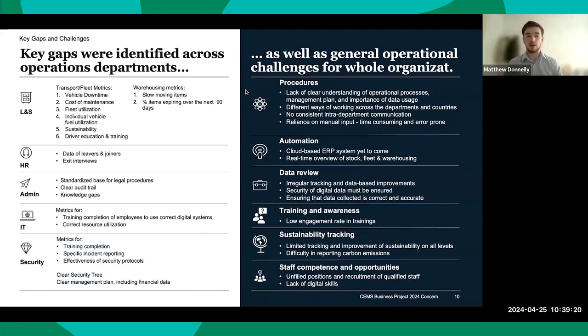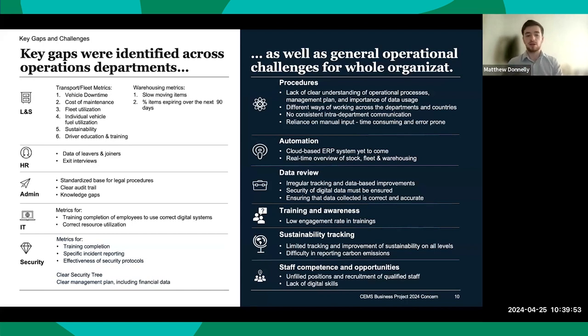In human resources, there needs to be more data surrounding the leavers and joiners. This can be carried out through exit interviews. However, we understand that it's difficult to allocate the time and the resources to conduct these interviews and to prioritize this. However, it is a gap that currently exists in that department. In terms of administration, there needs to be a more standardized base for legal procedures as well as a clear audit trail. All of this is with the goal of covering up the knowledge gaps that currently exist within that department.